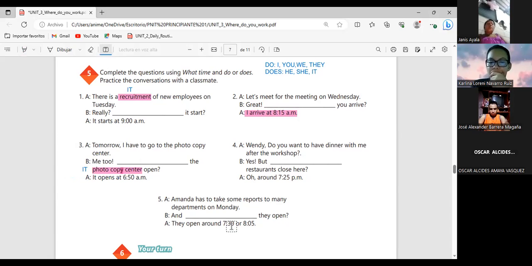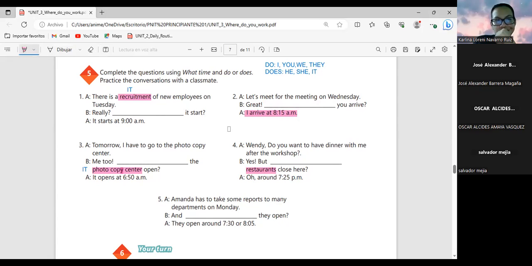Okay, in number four. Wendy, do you want to have dinner with me after the workshop? Yes, but restaurants close here around 7:25 p.m. Miren el sujeto a que se están refiriendo en la conversación: los restaurantes. ¿A qué horas cierran los restaurantes? Sustituyamos entonces restaurants por un pronombre. ¿Cuál será, clase? I, you, we, they, he, she, or it.